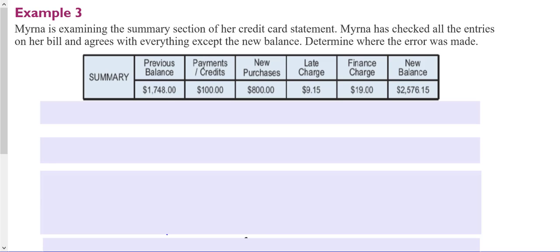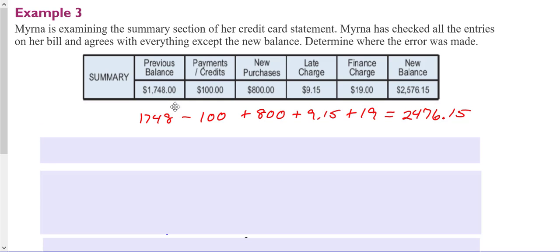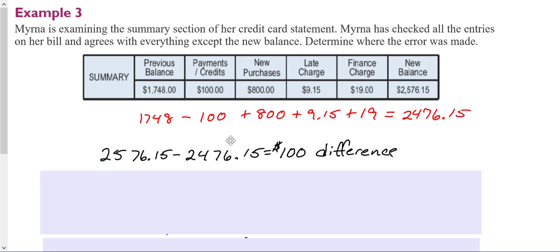So the first thing Myrna did was calculate her new balance by taking her previous balance minus her payments, adding her new purchases, late charge and finance charge, and she ended up with a new balance amount of $2,476.15. And comparing it to what the credit card company says she has, you'll see that it's off. So her next step was to subtract the two and see what the difference was. In this case, it was a $100 difference.